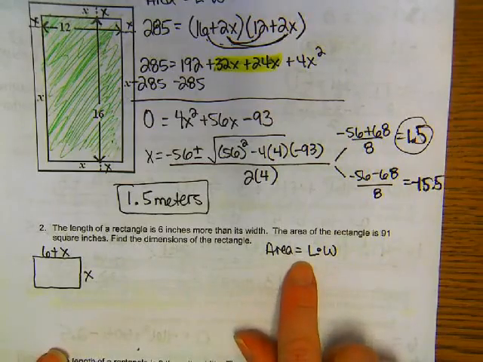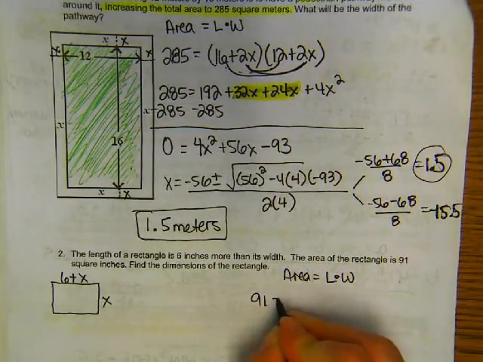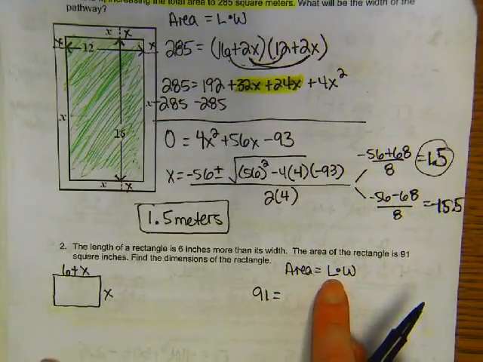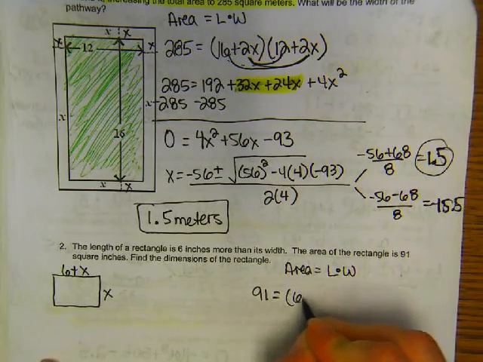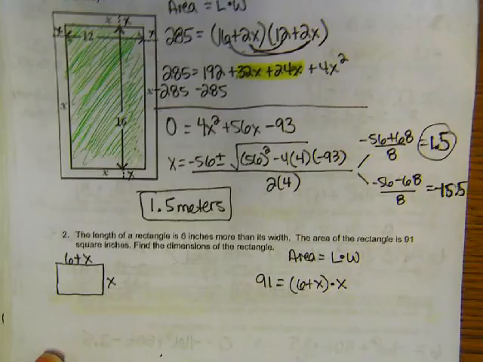Once again, remember, I'm telling you the area, and the formula for area is length times width. All right, so let's plug in what we know. Do we know the area of the rectangle? Yes, what is it? 91. The length of the rectangle is 6 plus x times the width of the rectangle, which is just x.